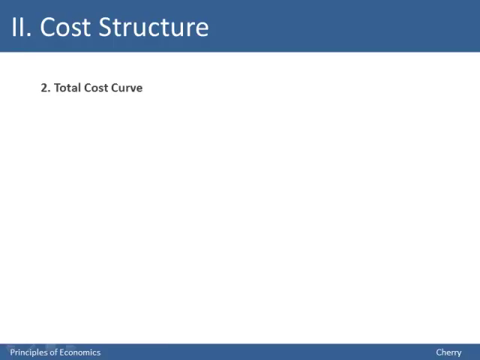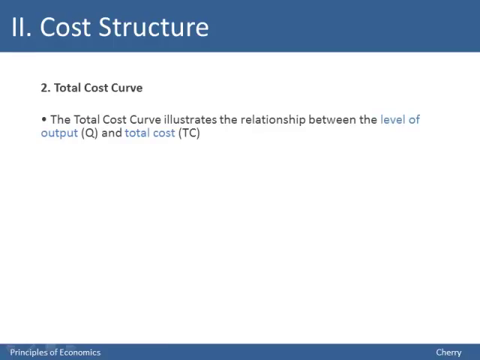So let's look at the total cost curve. The total cost curve illustrates the relationship between the level of output and total cost. So whereas the production function looked at output and input, now we're taking that step and looking at output and cost.